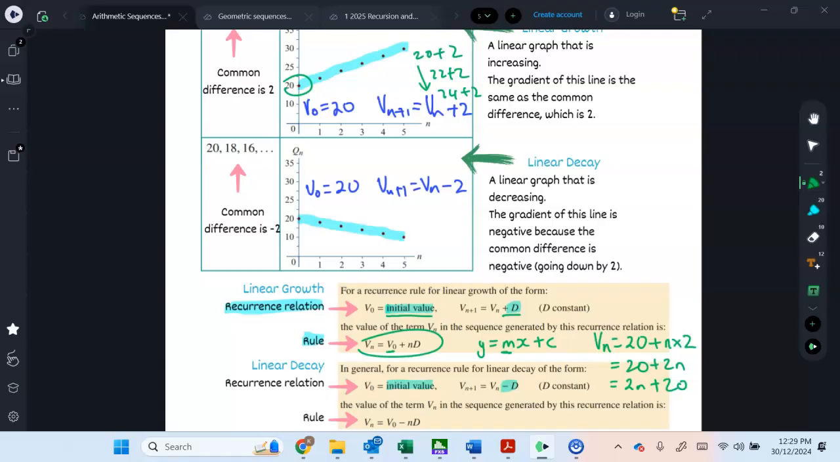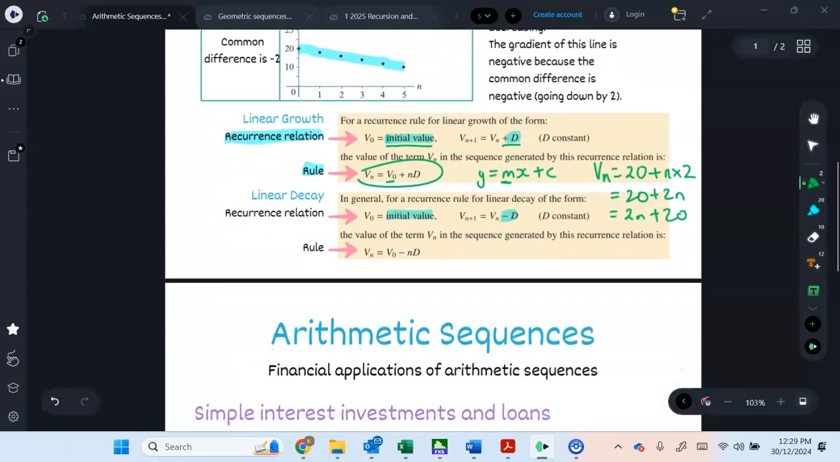V is common, A is common, B is common. You could have any letter, probably not N or D, but V and A, very common. All right, so just be aware that other letters can be used, but it's the same thing. You just need to have your initial value and your common difference. All right, I'm just going to scroll and see.